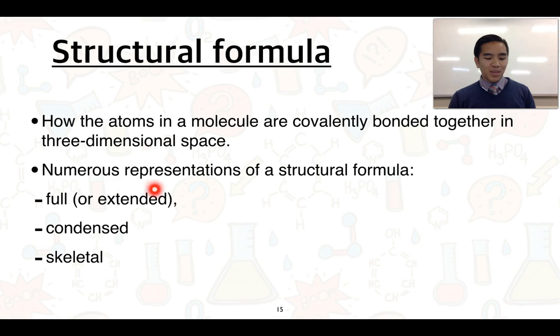There are various ways that we can represent it. So we say that there is a full or extended structural formula, and we typically show you in this way first, so you can understand how exactly the atoms bond.